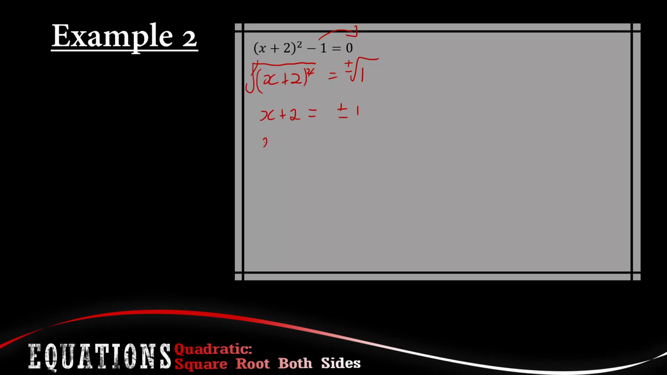Take the 2 over, x is equal to negative 2 plus or minus 1, then x is equal to negative 2 plus 1, or x is equal to negative 2 minus 1, and then that is equal to negative 1, and this one is equal to negative 3.